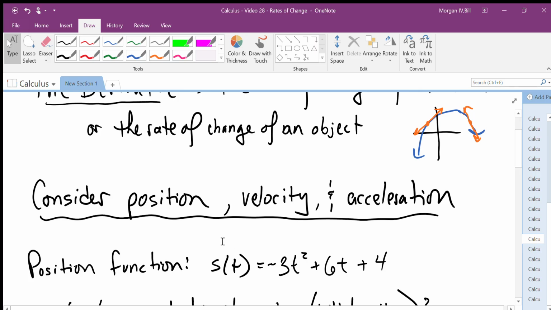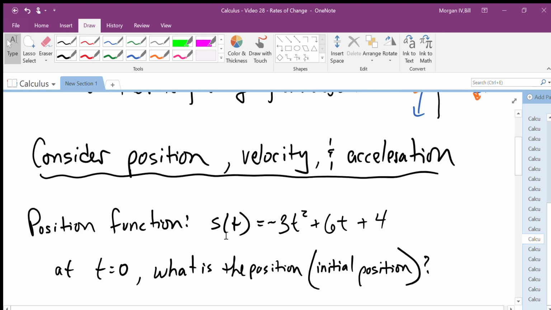The position function here, we often abbreviate with the letter s. So s of t for position is equal to negative 3t squared plus 6t plus 4. Now we kind of know ahead of time, we'll find out shortly, that if this is describing the position of a ball being tossed in the air, it's not being tossed on Earth. The numbers aren't quite right yet, and we'll see that in just a little bit. So maybe we're on the moon or something like that.